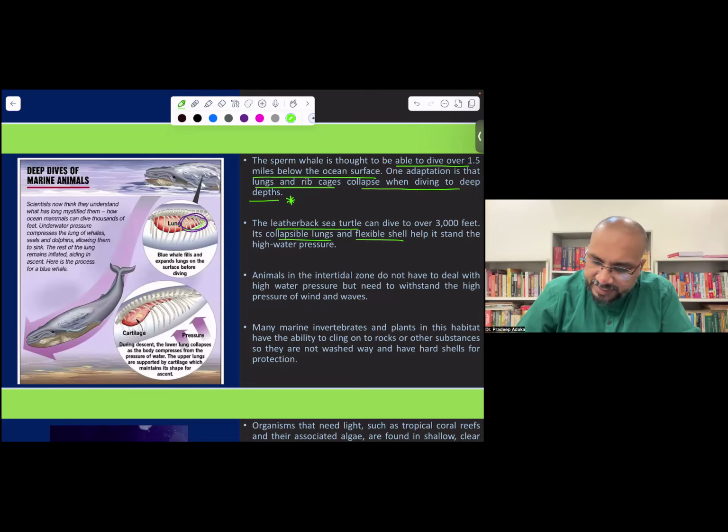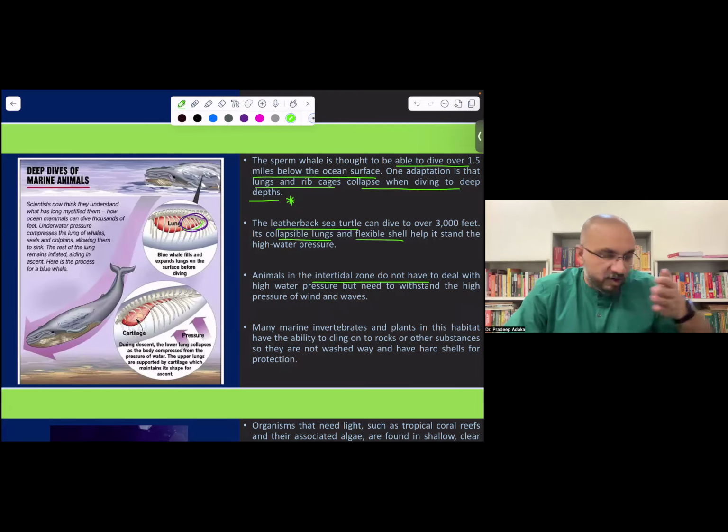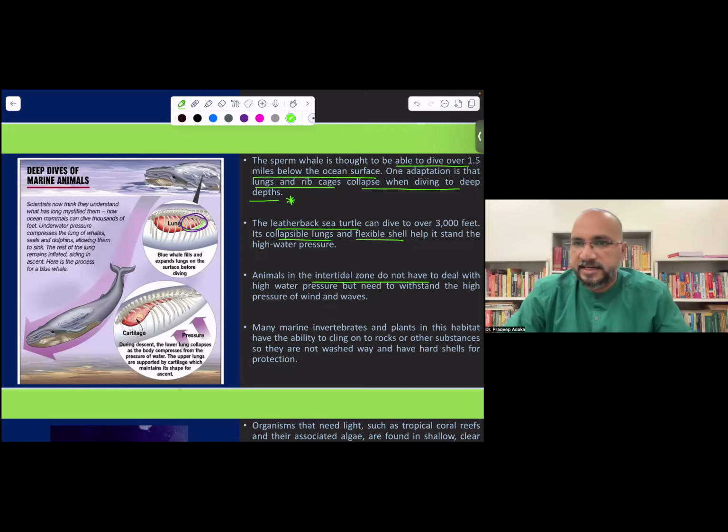So animals in the intertidal zone. The intertidal zone is the area between the high tide line and the low tide line. Low tide and high tide. What happens at high tide? The water will move towards the land. At low tide, the water will recede. So between the high tide line and the low tide line, you have the intertidal zone.